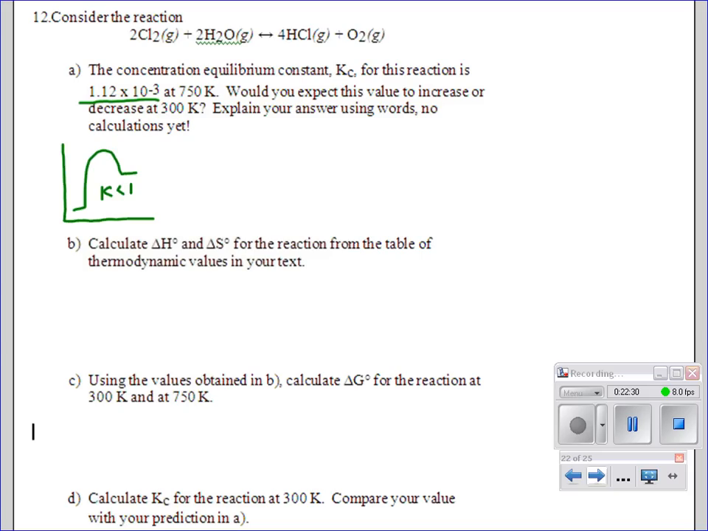Correct? So this is the K less than 1. Is that endothermic or exothermic? This is endothermic. So that means this reaction has to be endothermic. If this reaction is endothermic, where do I write the word heat? On the left. If I write the word heat on the left, the question says if we drop from 750 to 300, what happens to K? If we take away heat, because we're dropping the temperature, it's going to shift to the left. And what does that do to K? K gets smaller. K should get smaller.